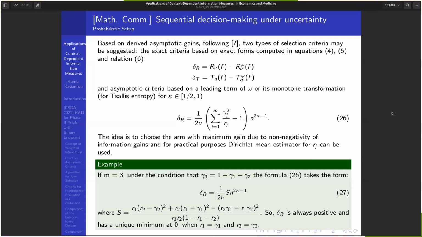And what is interesting here, a very intuitive result, is, for example, if we select 3 endpoints, here m equals 3, and specify that gamma 1, gamma 2, and gamma 3 will be equal to 1, which are the desired probabilities for each of the outcomes, this formula will take the form given in formula 27, and it will always be positive and will have a unique minimum at 0 when our observed ratio will be equal to our desired ratios, desired success probabilities.